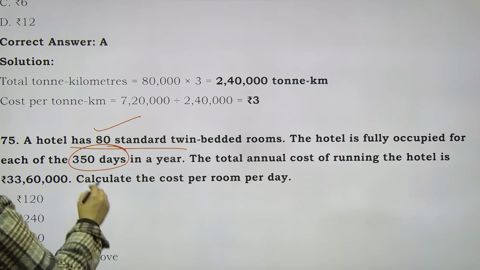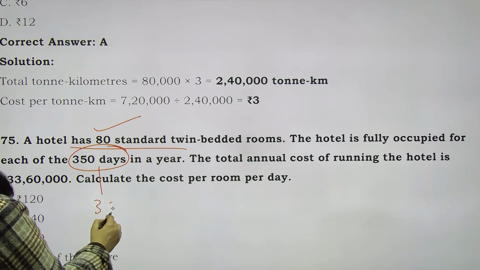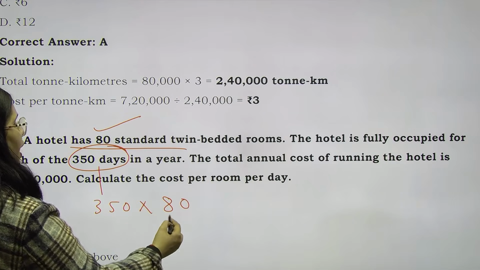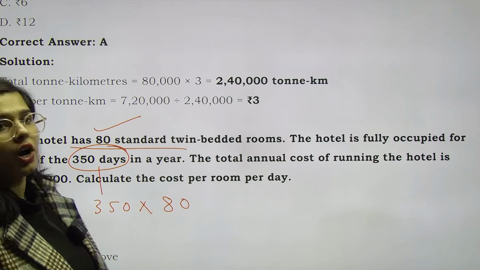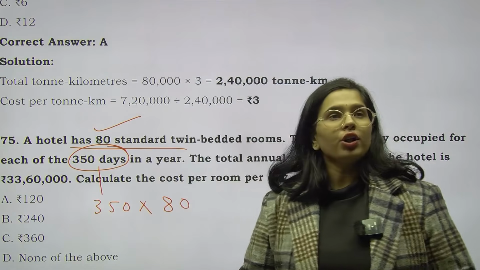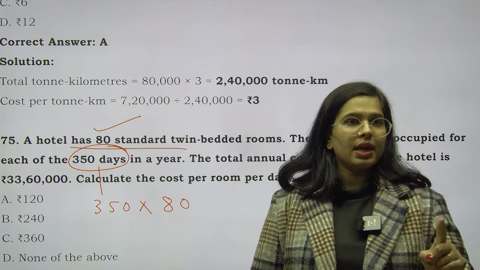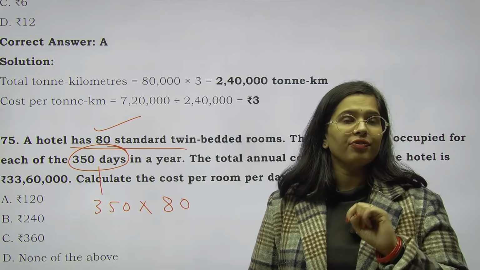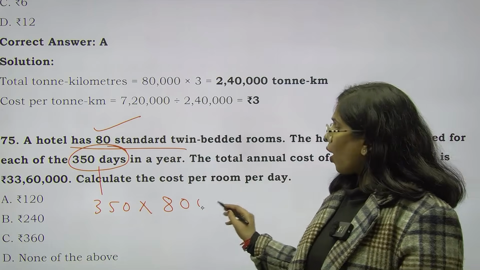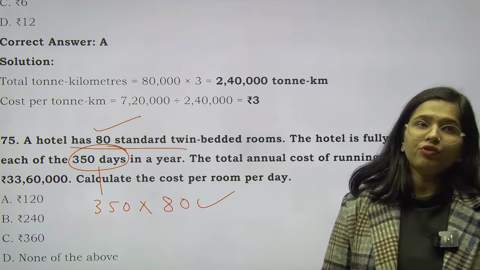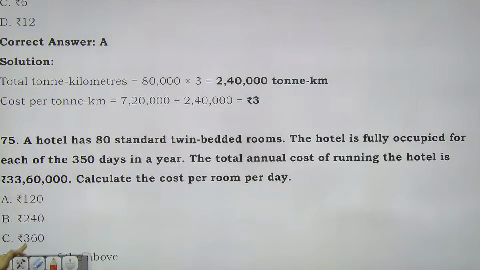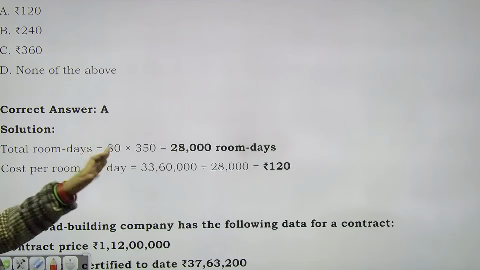See, you are not just incurring per day cost, you are incurring per room per day, right? आप हर एक रूम के लिए 350 days की cost include कर रहे हैं. If someone asks me, this is the total cost. This total cost I have incurred on 80 rooms, and for those 80 rooms, for each of the 350 days. So this is my composite unit, right? I have to segregate the cost on the basis of this. So 33,60,000 divided by 350 multiplied by 80.